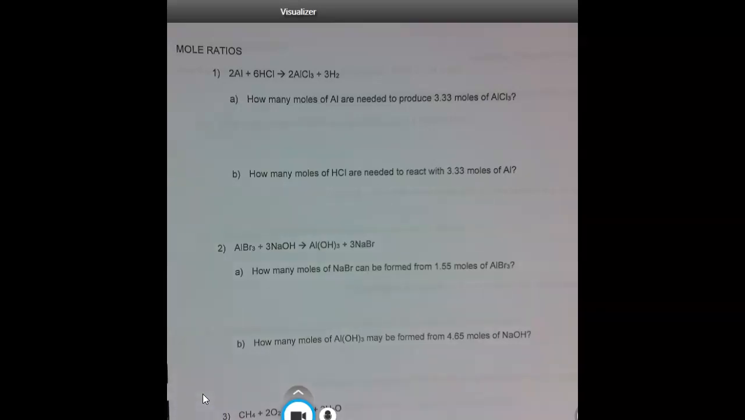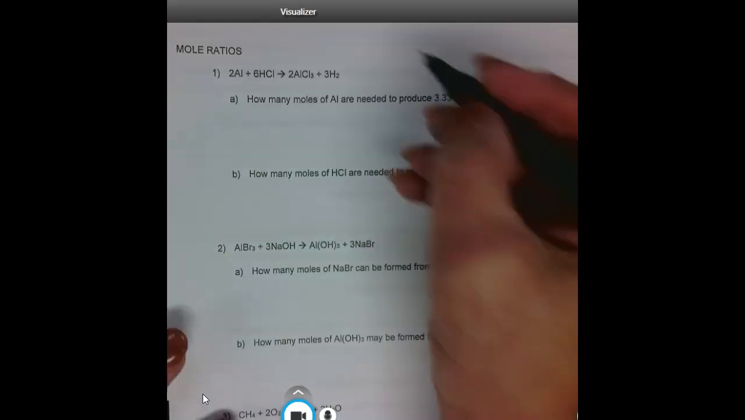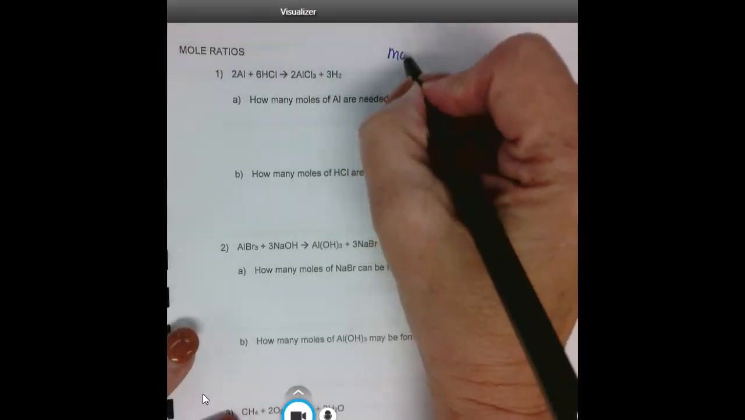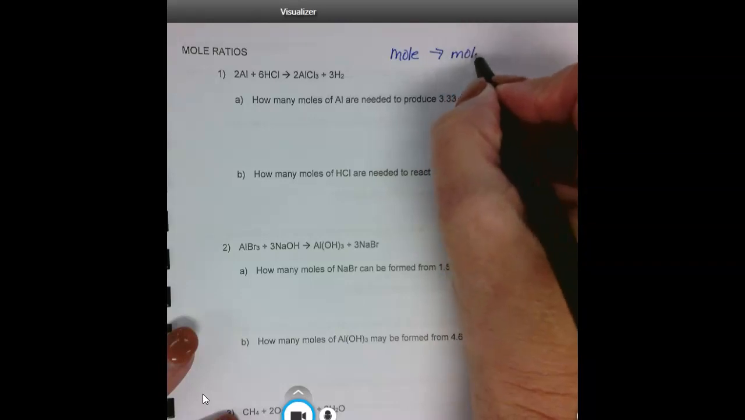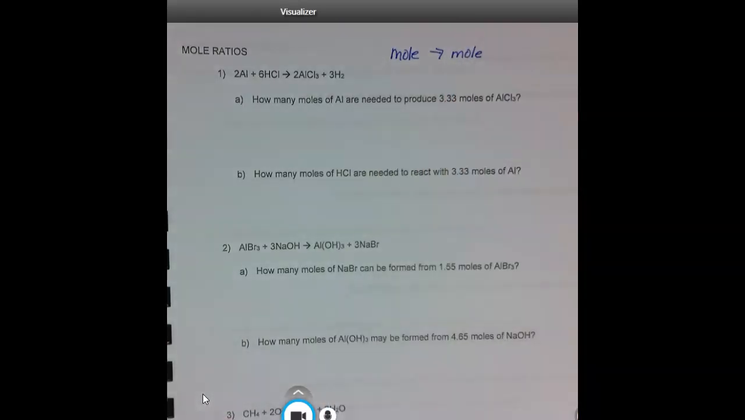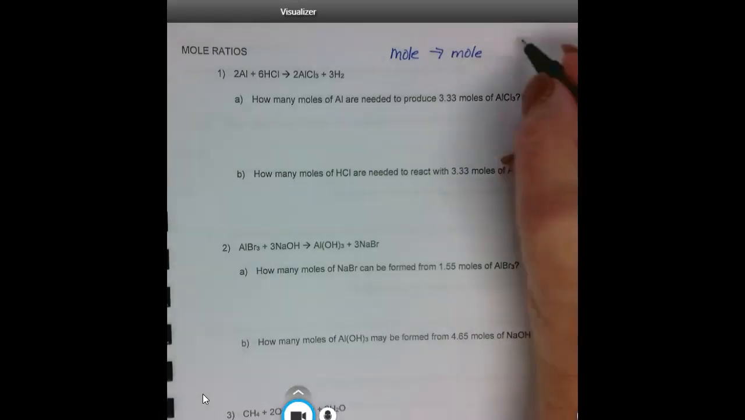Okay, so we're going to work through some mole ratio problems here and give you some examples of what we call mole to mole problems. So again, these are going from moles to moles. And the key is that we're going from one compound to another compound. And in order to do what I call the switch from one compound to the other, we're going to need our mole ratio.